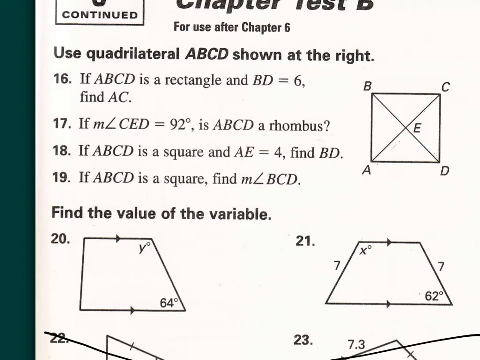Whereas in 17, you've got CED. So CED is this angle right here. It's 92 degrees. If it's 92, could this whole shape be a rhombus? Think about what a rhombus is, and is it okay for CED to be 92 degrees? Alright.